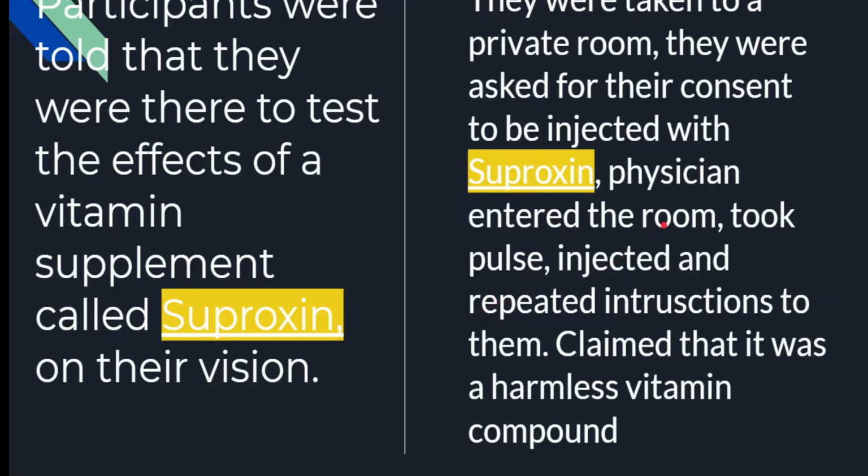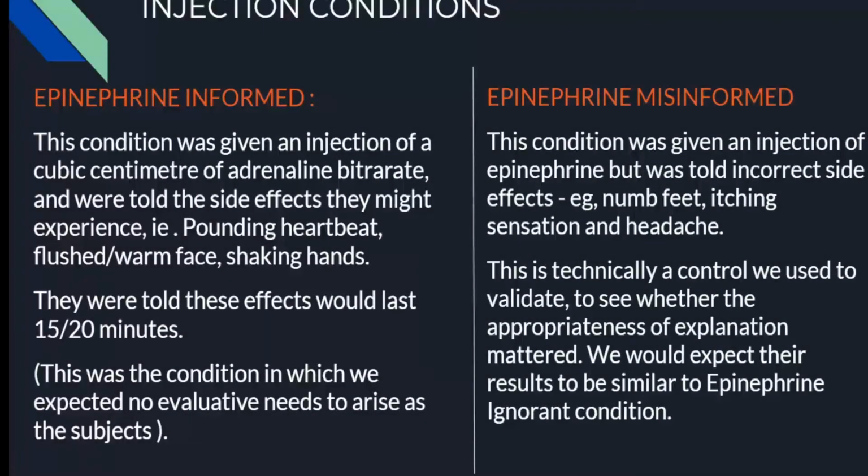The physician entered the room, took their pulse, and then right after injected them and repeated the instructions to them. And they kept claiming that it was a harmless vitamin compound. So, injection conditions. There is a difference between injection conditions and social conditions. All 4 of these injection conditions are part of either one of the 2 social conditions.